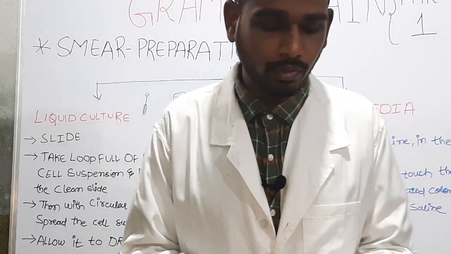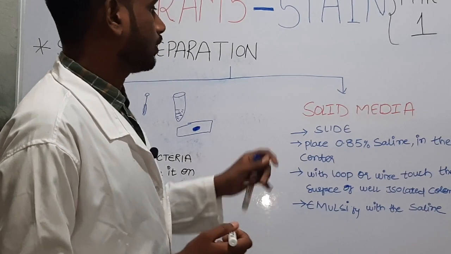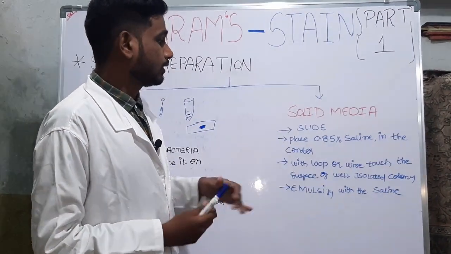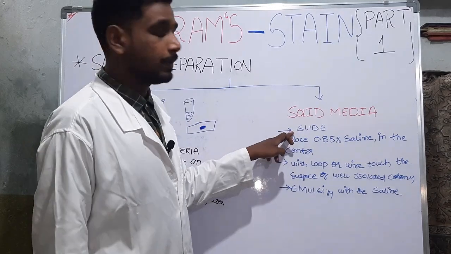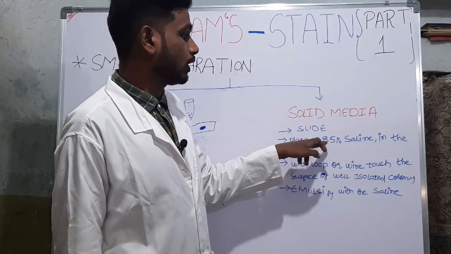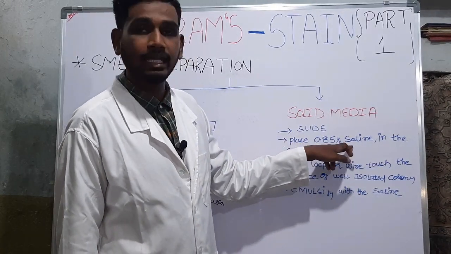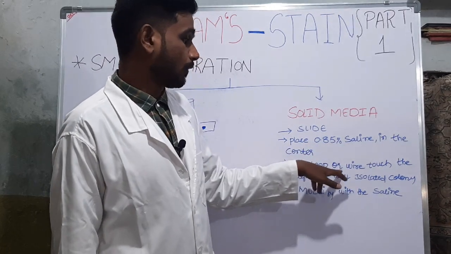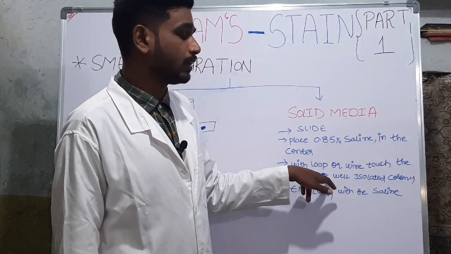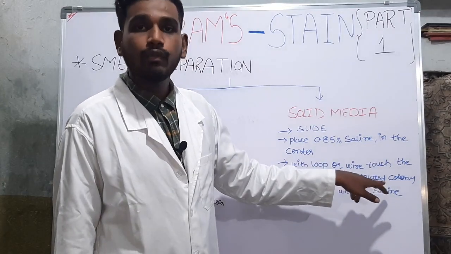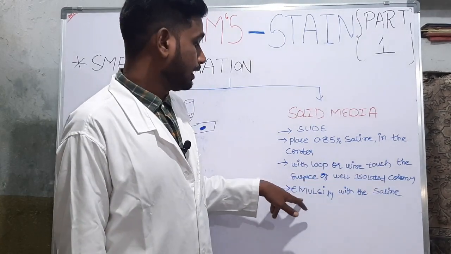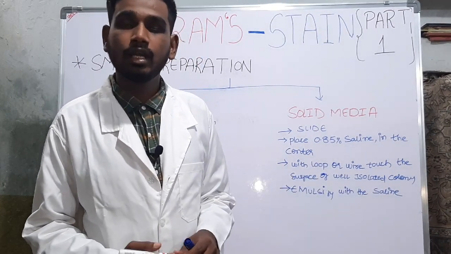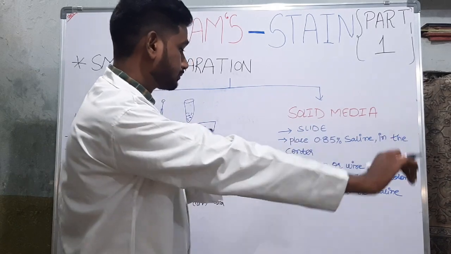Now if you want to make the slide from solid media, then take a slide and place 0.85% saline in the center of the slide. Then with the loop or wire, touch the surface of a well isolated colony from the agar plate, emulsify it with the saline and make the smear in a circular motion.